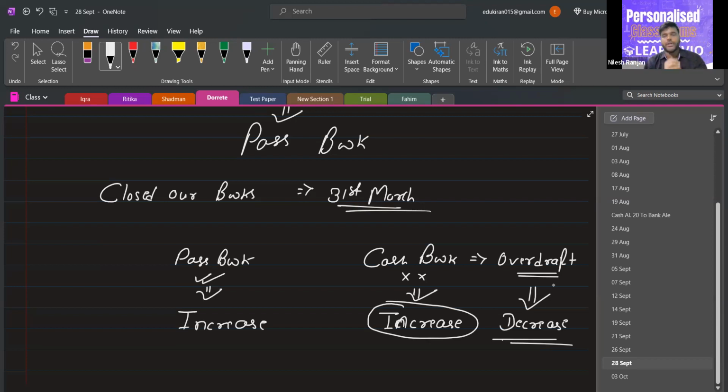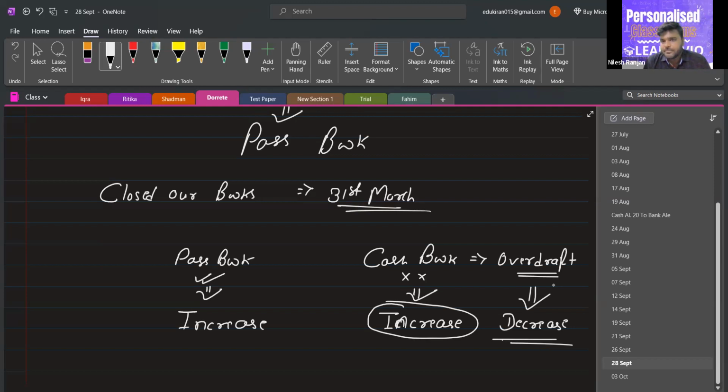Now, let's say in this case, passbook increased, but there is no change in cash book. So what we have to do to make it equal? We have to increase cash book, but the balance is negative. That's why we will decrease cash book.